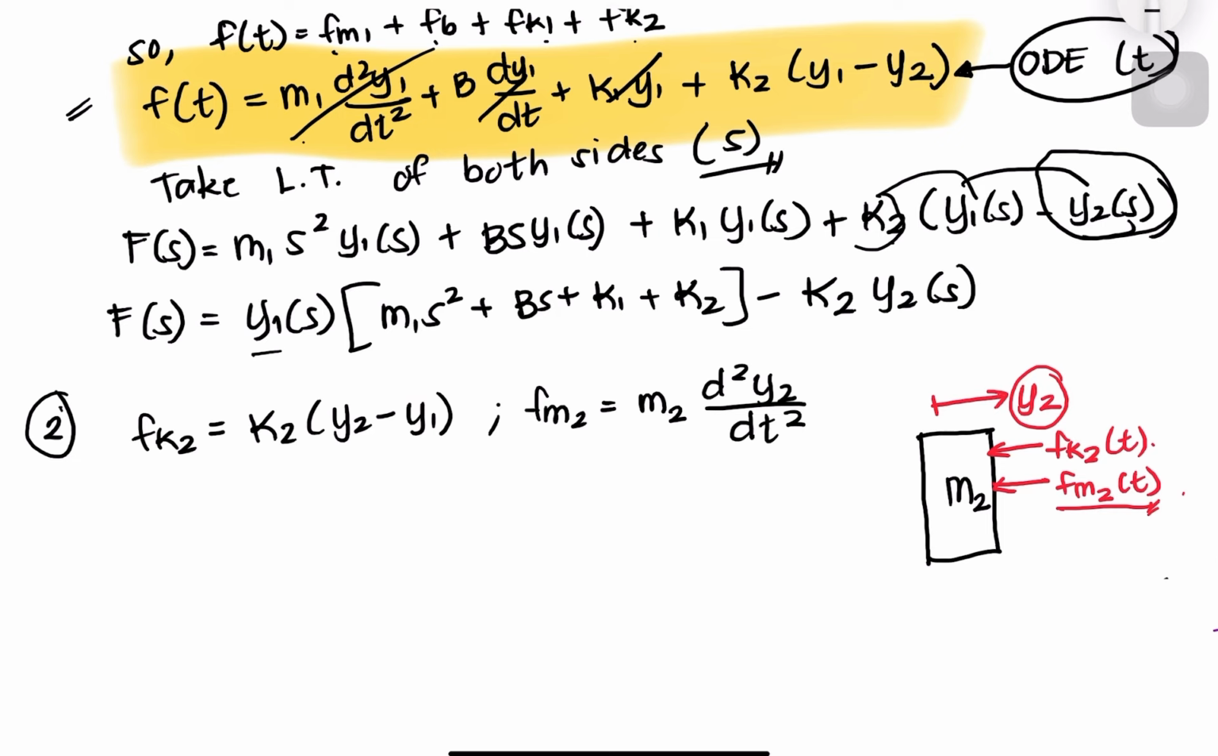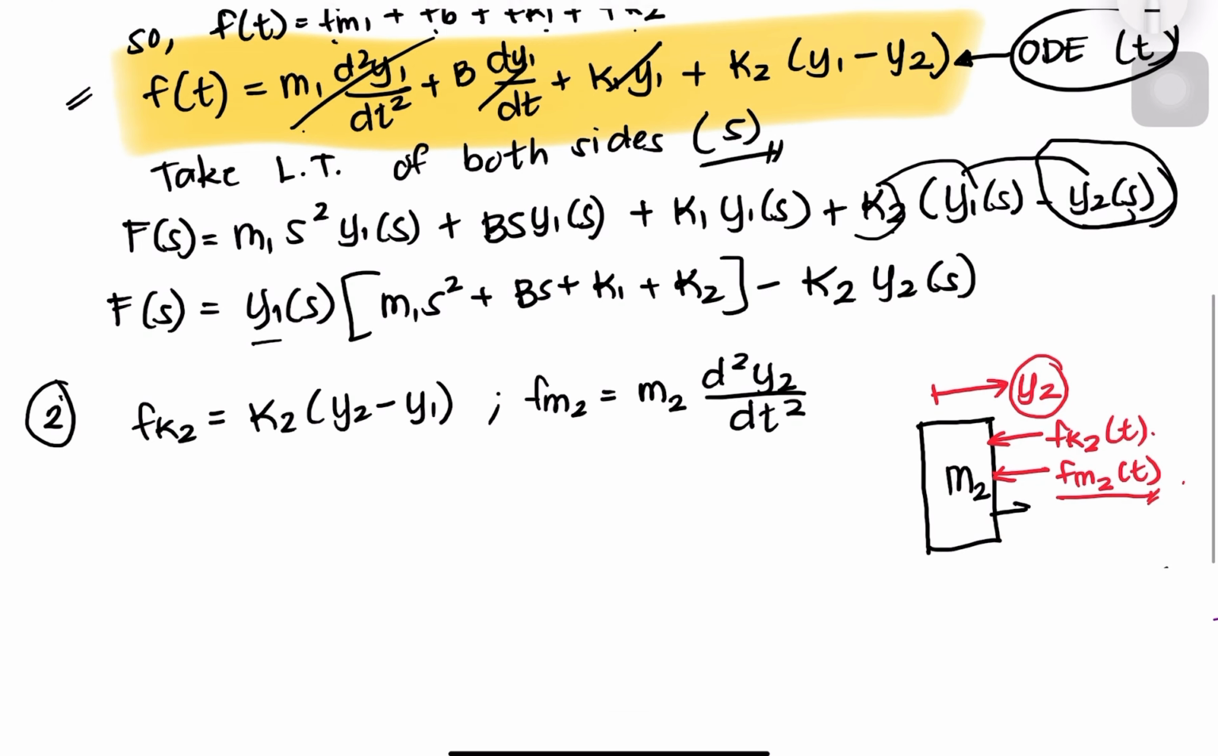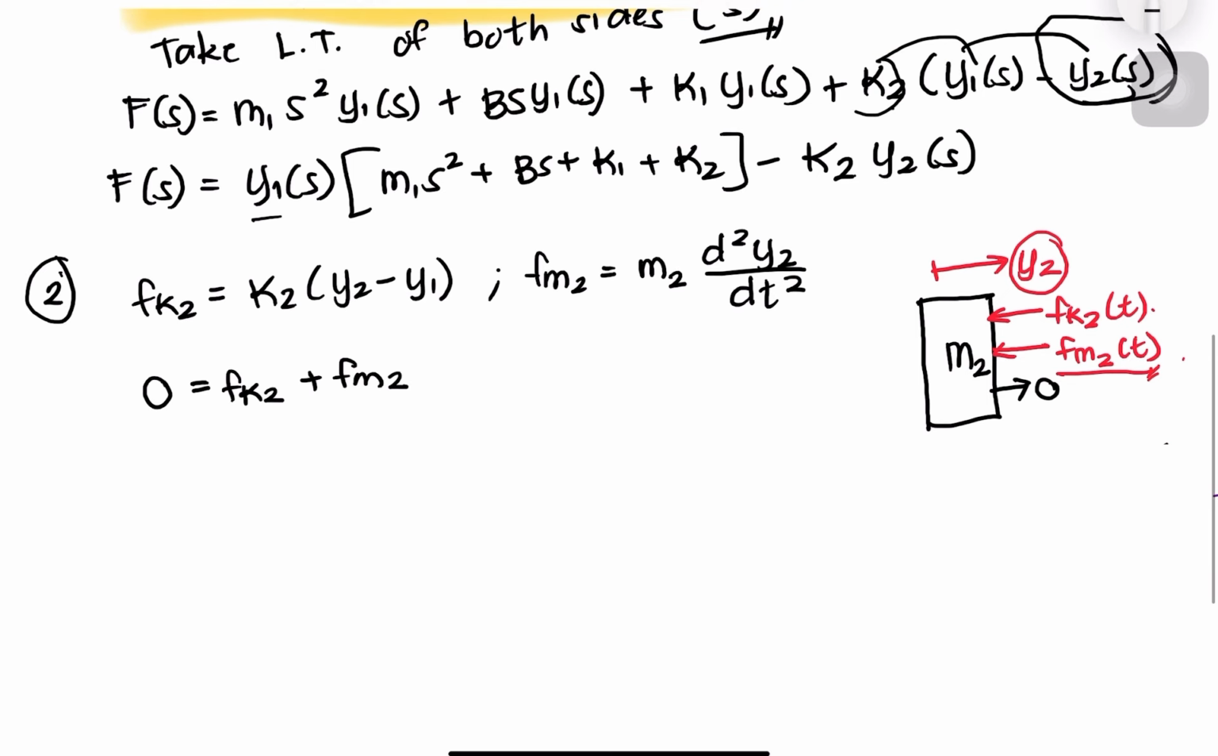So, since wala tayong external force dito, yung force na dapat external force will be equivalent to 0. So, in writing the equation, we will write it as 0 is equal to Fk2 plus Fm2. So, if we substitute, 0 is equal to K2 Y2 minus Y1 plus M2 d squared Y2 over dt squared.